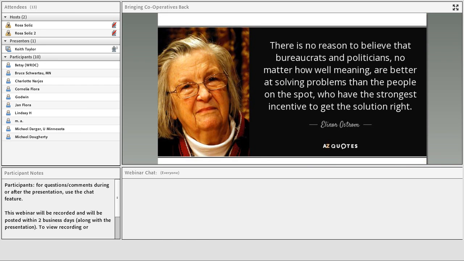So I'll leave you here with this quote from Eleanor Ostrom. There's no reason to believe that bureaucrats and politicians, no matter how well-meaning, are better at solving problems than the people on the spot who have the strongest incentive to get the solution right. We're an extension. We have direct connections to these folks in the communities. We have this unique knowledge, and we could be these powerful conveners. So I would encourage us all to think deeply about these institutions of economic development, as well as these cooperatives that are in our own backyard, and to think creatively about how we can do this for a new rural renaissance.